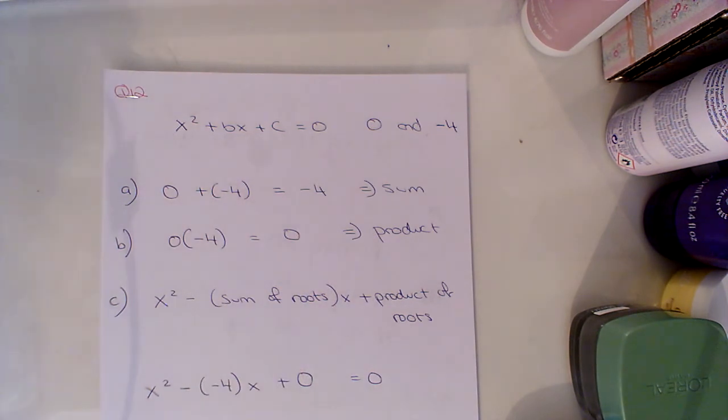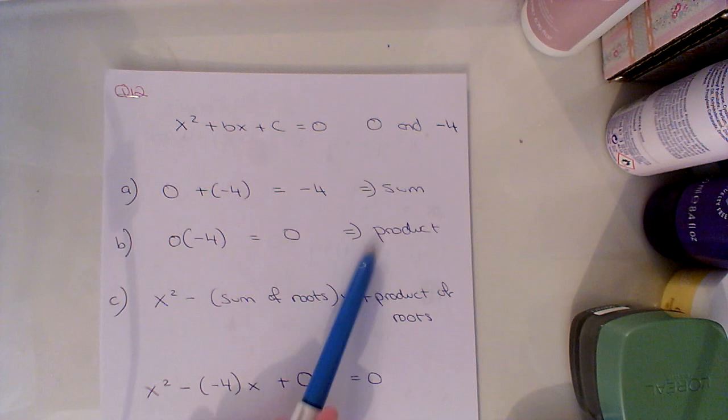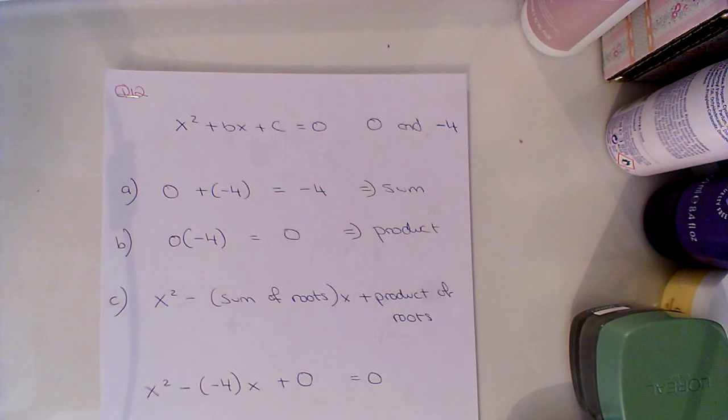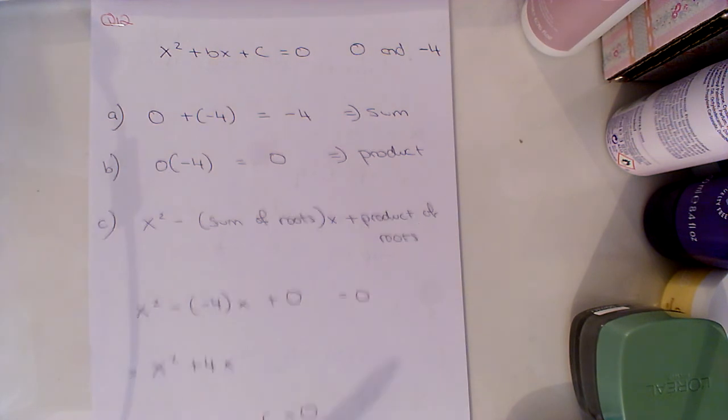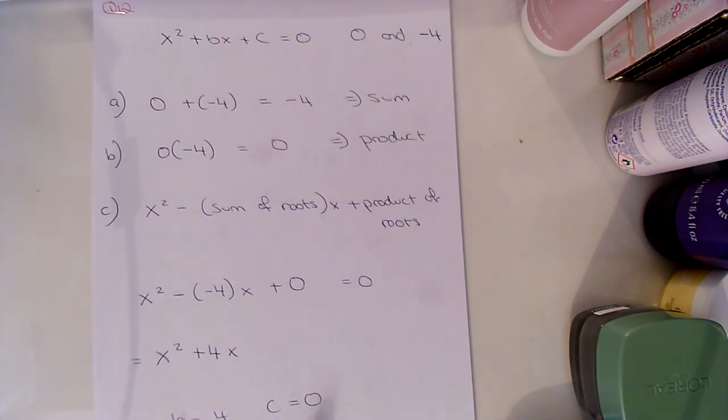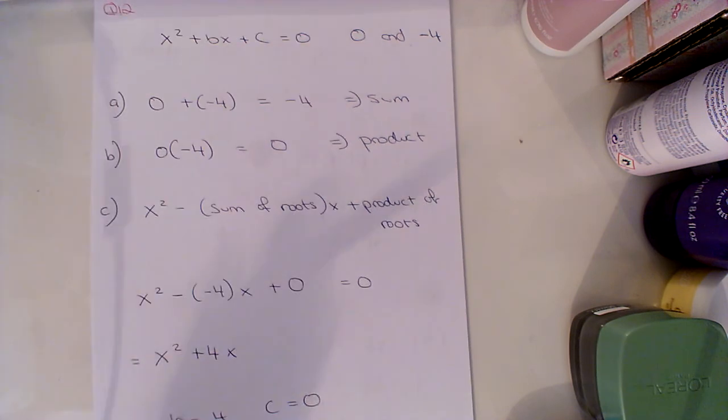Then I'm asked to find the product of the roots. Product means to multiply. So to get the product, I go 0 times minus 4, which is 0, so my product is 0. Part C then says, hence find the value of b and the value of c. So I say x squared minus the sum of the roots, x plus the product of the roots. So I have x squared minus the sum, which was minus 4, x plus the product, which was 0, is equal to 0. X squared minus by minus gives me plus, that's plus 4x. So then I have b is equal to 4 and c is equal to 0.